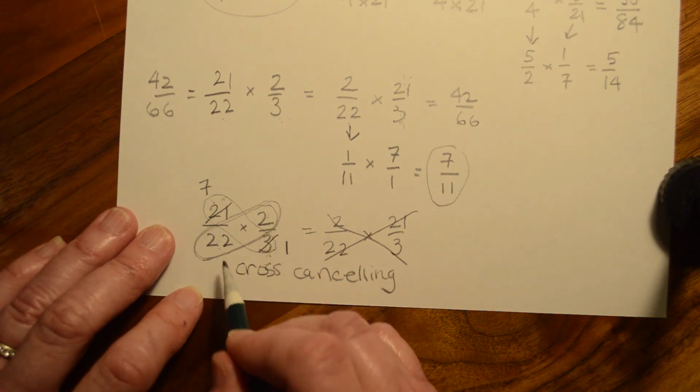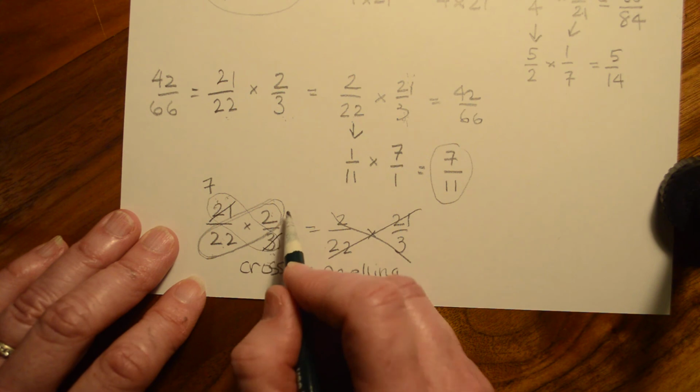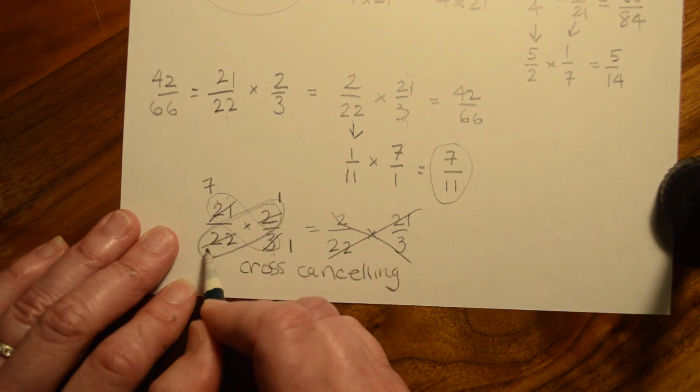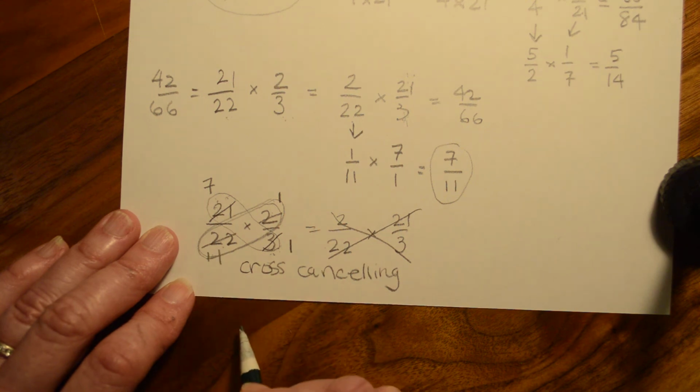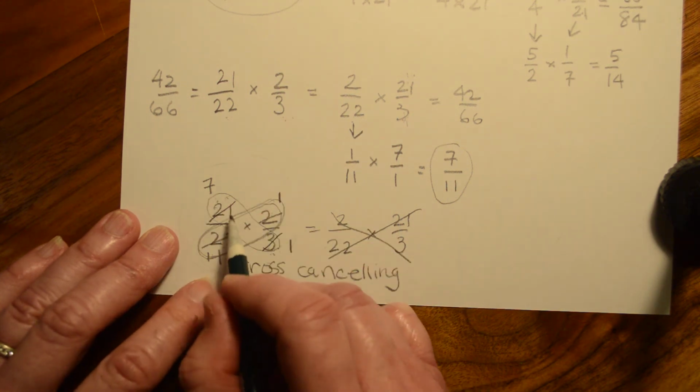I'm going to say, do 2 and 22 share any common factors? Yep, they do. They share a common factor of 2. How many times does 2 go into 2? Once. How many times does 2 go into 22? 11.